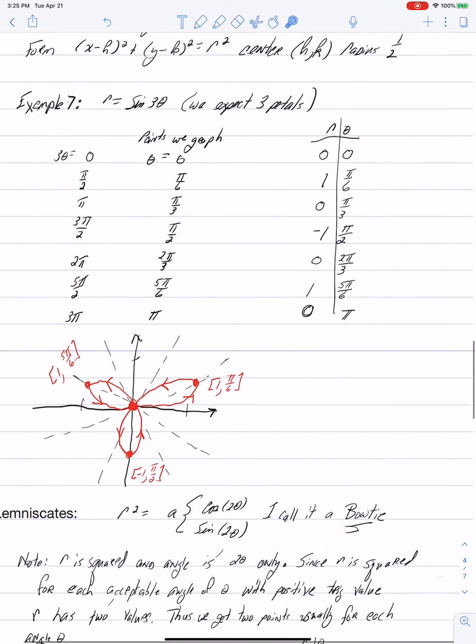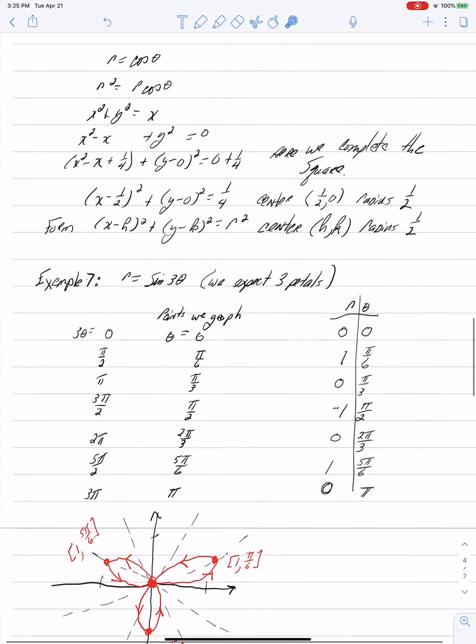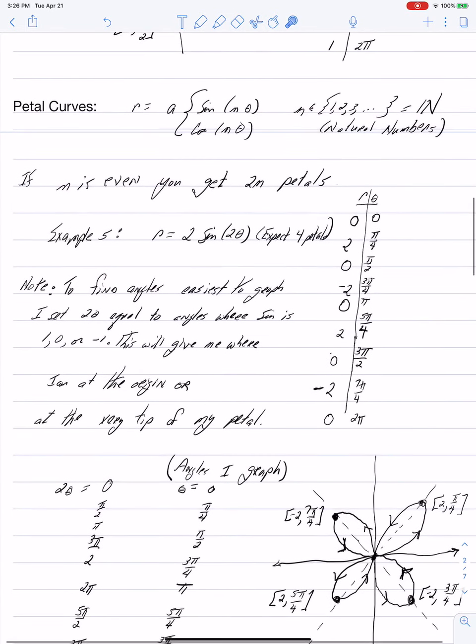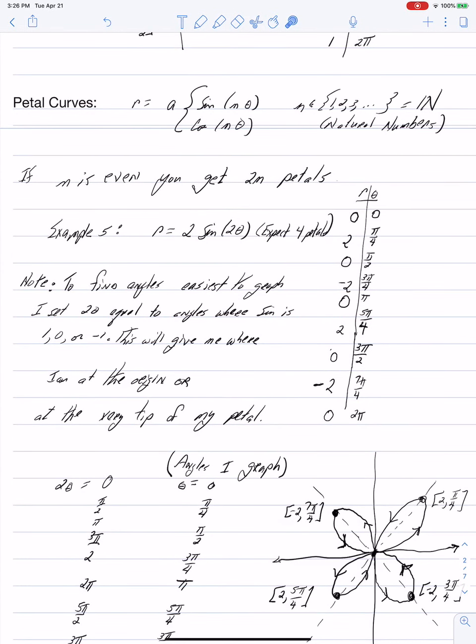All right, I think I'm going to stop there. And that is the bottom line on petal curves.